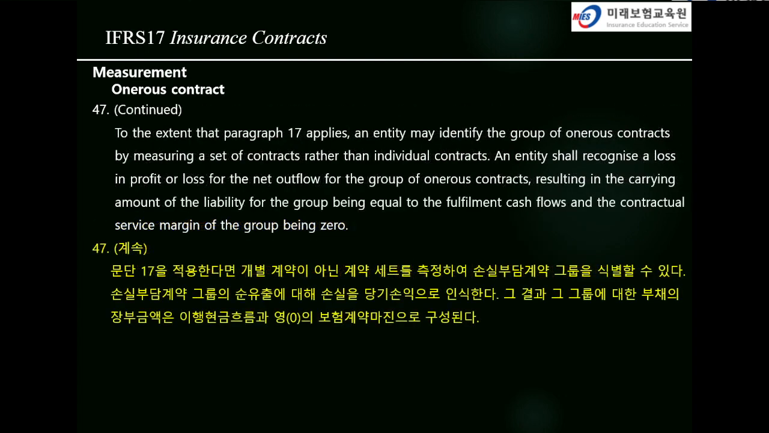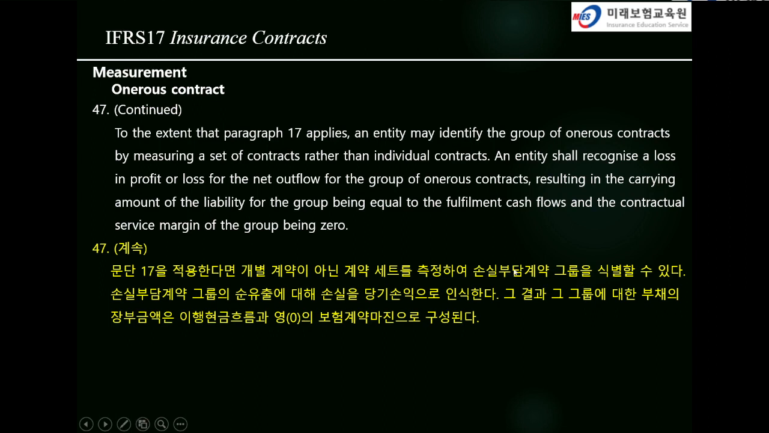Oh, it's getting longer. But anyway, I'll try to make it as simple as possible. And it says to the extent that paragraph 17 applies, an entity may identify the group of onerous contracts by measuring a set of contracts rather than individual contracts. Yeah, it generally says may, but this is a very, very strict one. And yeah, the other one is something like that.